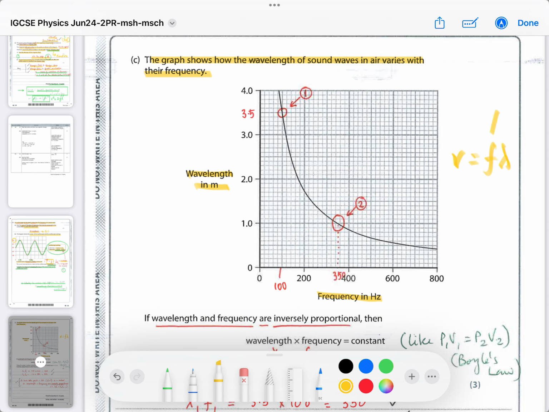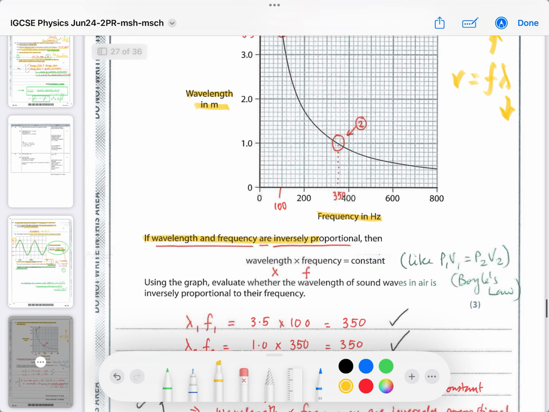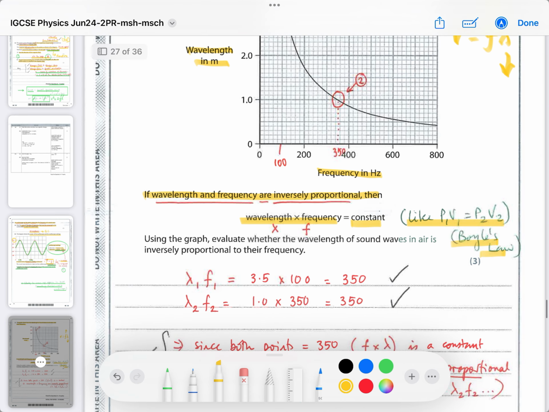So if frequency goes up, then wavelength must go down by the same amount. They are said to be inversely proportional. If they're inversely proportional, then when you multiply the values from the graph, they should give you constant values. It's the same as Boyle's law. P1V1 equals P2V2. That means if you take one point of the graph, lambda 1 frequency 1 should equal lambda 2 frequency 2.